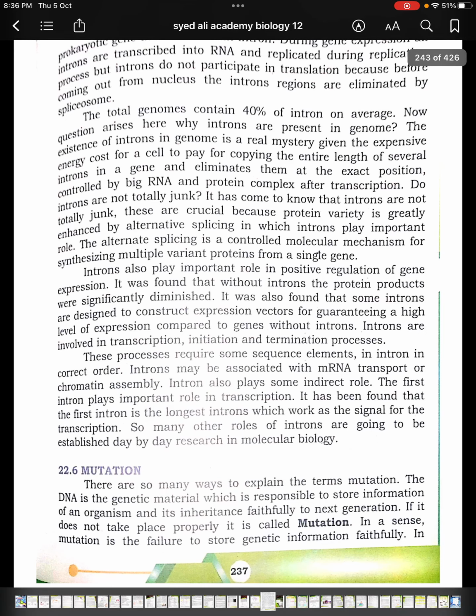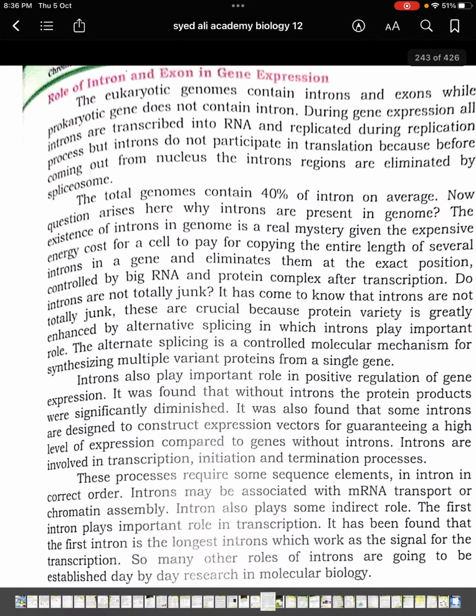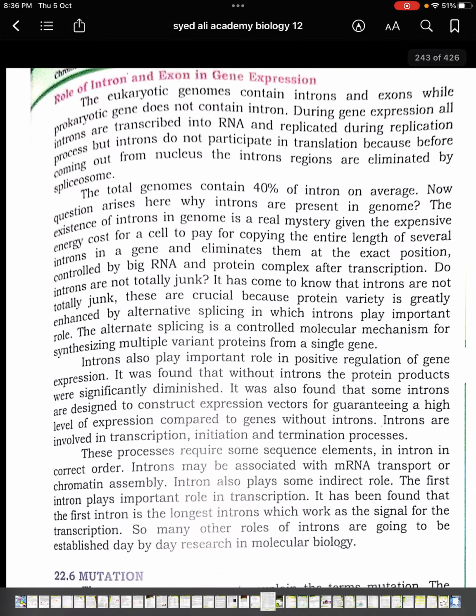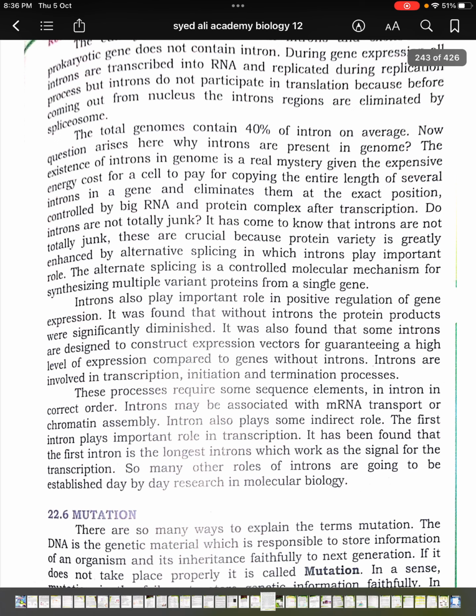So today we will discuss our new topic, which is basically the role of intron and exon in gene expression. Plus we'll be doing this book reading as well, because usually the MCQs arrive from the books and we need to read them to make our concepts more clear, as these topics are new and are not found in the previous book. This year the book has been changed and we need to continue with the new curriculum as well. So let's start with this.